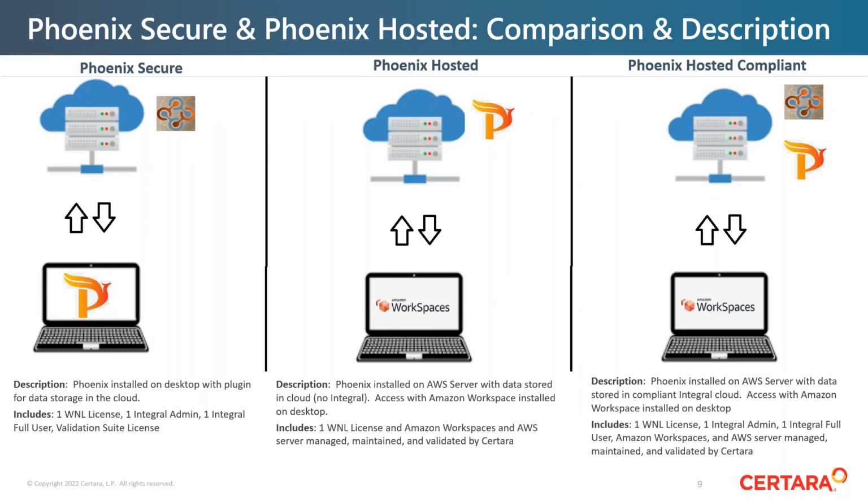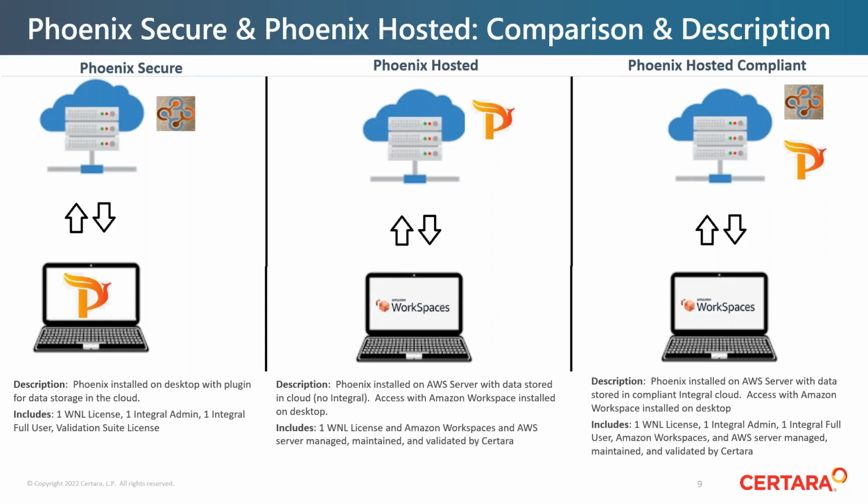So what offerings or which combinations can you have of Phoenix and Integral and other modules? So essentially the answer is any option. We have the first offering, which is called Phoenix Secure. So this would be a package with Phoenix installed on your local desktop, and you have Integral, that's this linked chain icon here, on Amazon, and you'd have an admin license, full user license to get the validation suite package for Phoenix. So that's an offering which has been around for a while.